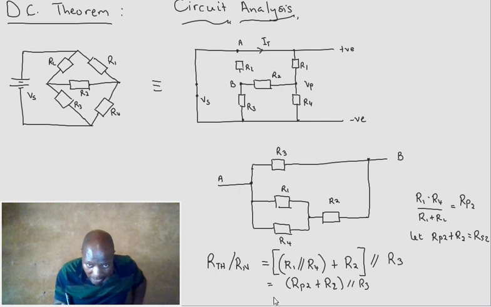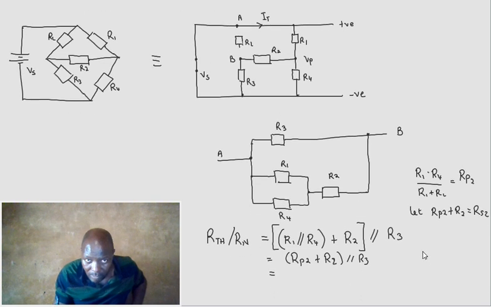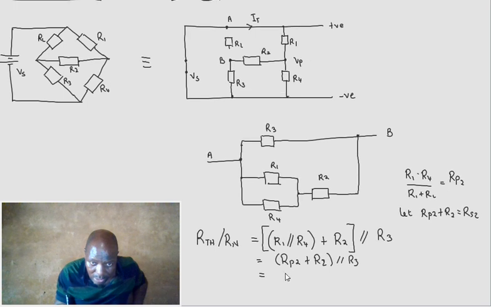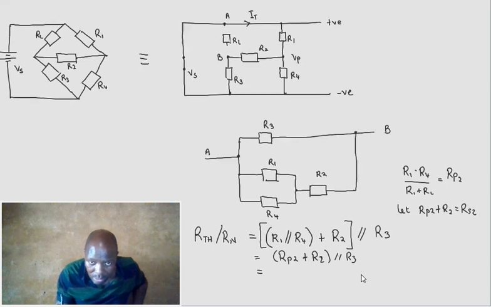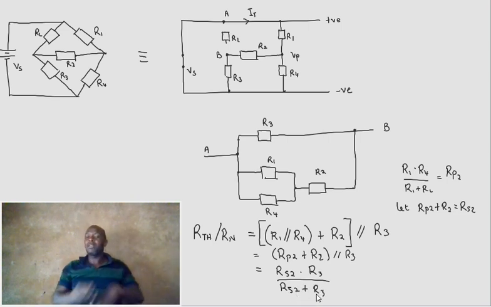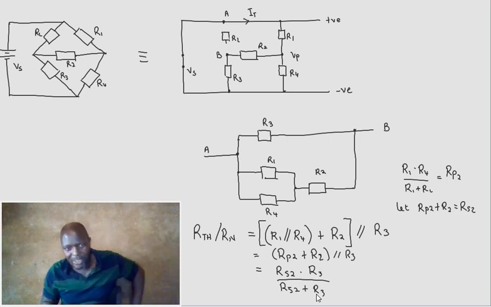So then, at the end, what do we have? Therefore, our R not 1, or R Thevenin, because it works the same way, would be R series 2 times R3 over R series 2 plus R3. So with values, pop, you've got your answers as easy as ABC.